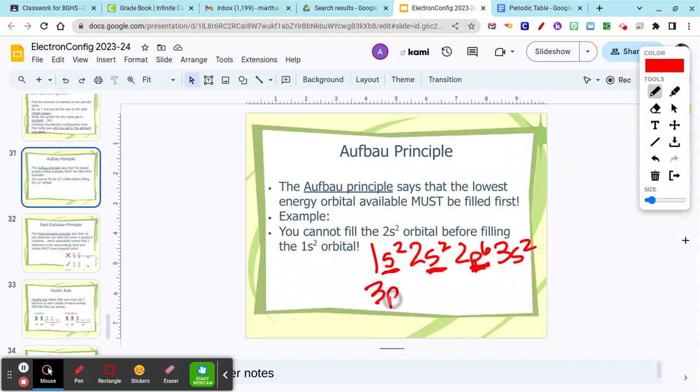Similarly, if we keep going, 3p6, 4s2, 3d10. That is why your 4s comes before the 3d, because it is slightly lower in energy, even though it is the valence. Energy-wise, your 3d has a little bit more energy, okay? So that is what the Aufbau principle says. So that is why you can't do this out of order.